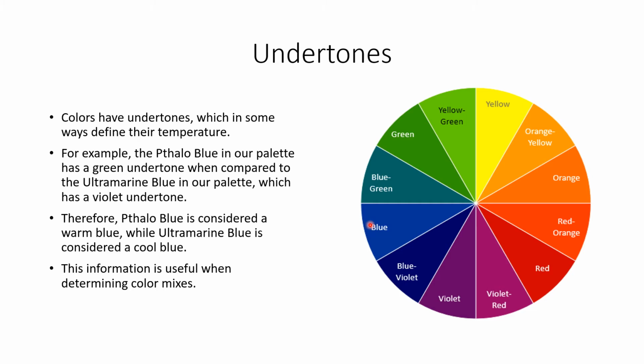Here in the color wheel, we can see the blue and the blue-green, or let's say blue with a green undertone, which is considered a warm blue, and the blue-violet, or blue with a violet undertone, which is considered a cool blue. This information is useful when determining color mixes.